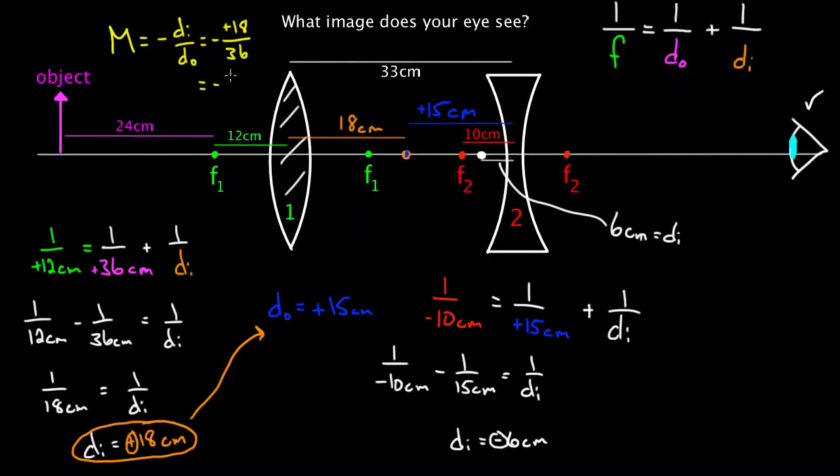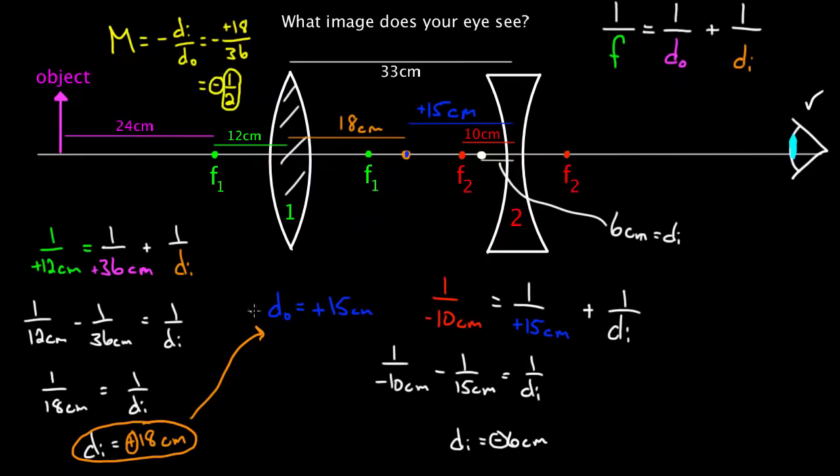I get negative 18 over 36, that's 1/2, negative 1/2. What does that mean? That means this first lens, the image it created, is going to be an image that's 1/2 as big as my object, and it's going to be negative magnification. That means it's upside down.